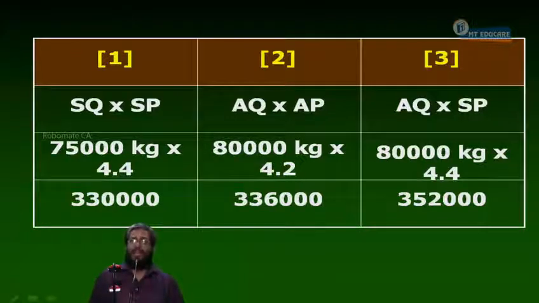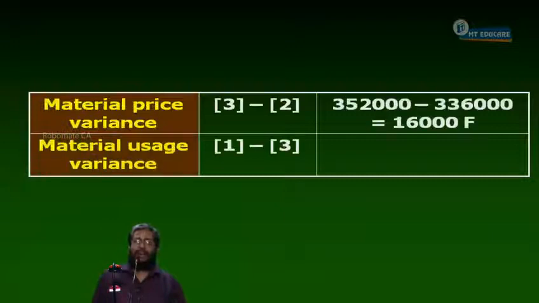Usage. For my 25,000 units produced, I am allowed to use how many kgs? 75,000. I have used how many kgs? 80,000. Underuse or overuse? Overuse. How many kgs? 5,000. And at how much rupees? 4.4. Usage is 22,000 adverse. Is that right or not? Yes. The material variance was calculated.